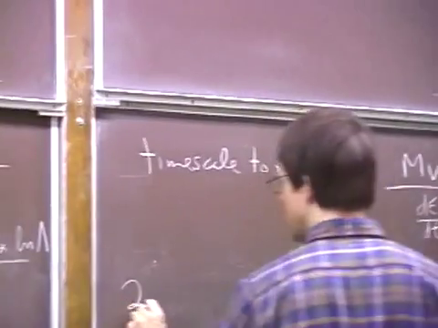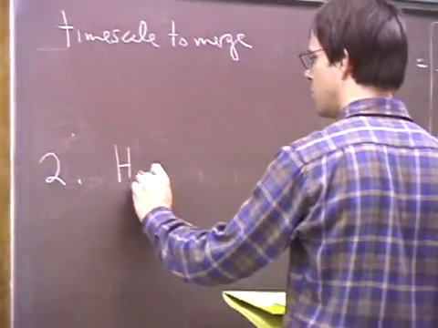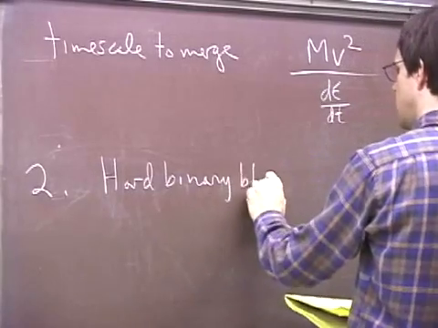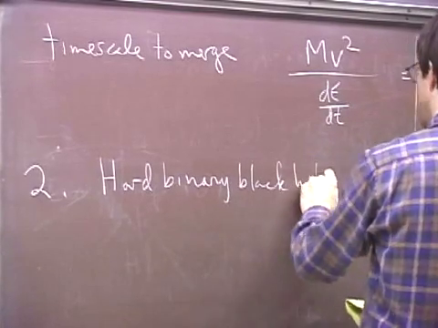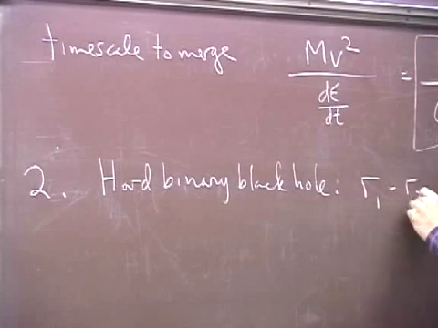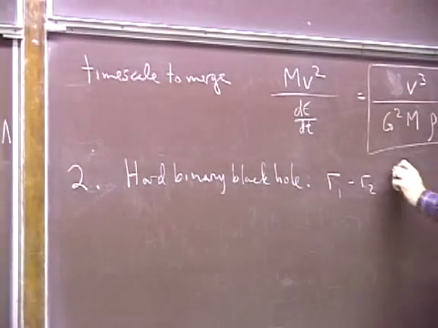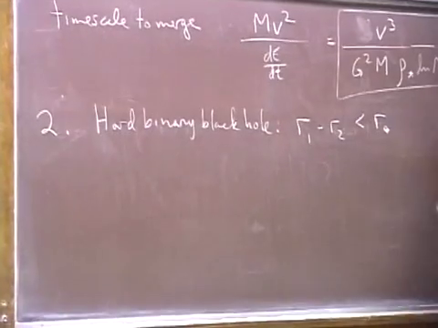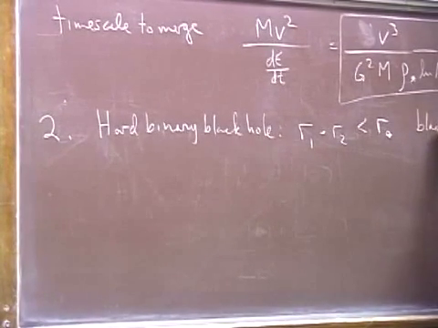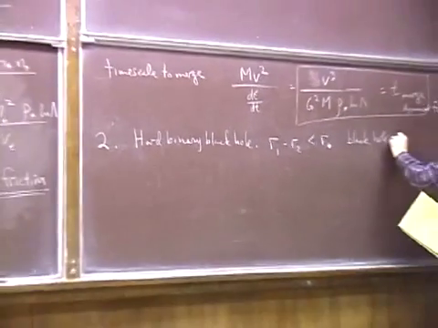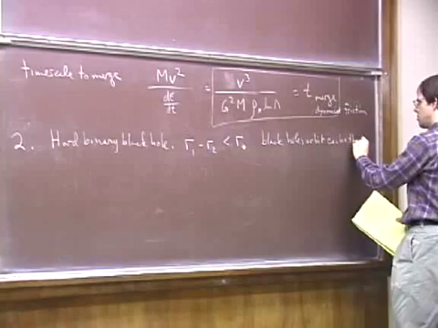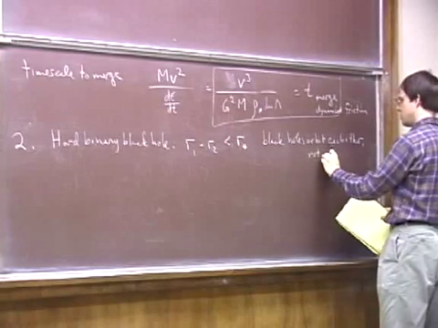So the second stage is the so-called hard binary black hole, when the separation R1 minus R2 of the two black holes is less than this black R, black dot. So the black holes orbit each other, not the stars.